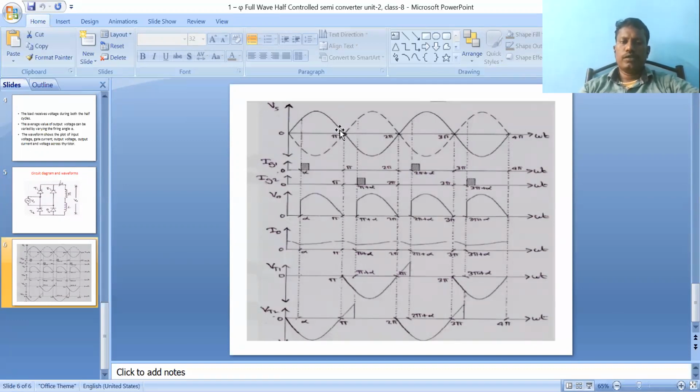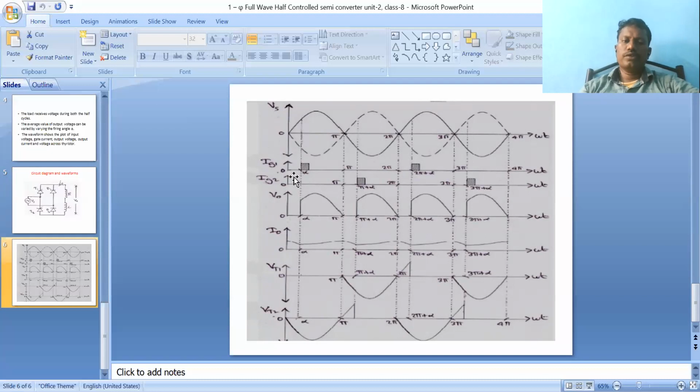During the positive half cycle up to alpha, the voltage across thyristor 1 is positive and follows the supply voltage, like this graph. Up to the firing angle alpha, the voltage is present across T1 only. By giving pulses to T1, T1 starts conducting. D1 is uncontrolled, so there is no use of a gate pulse for it; the gate pulse is only for T1.